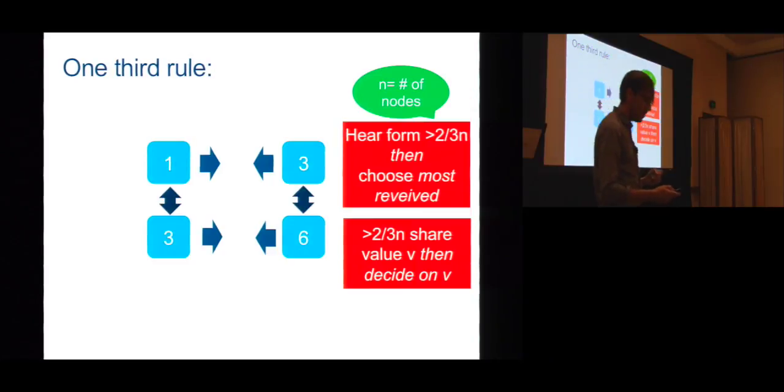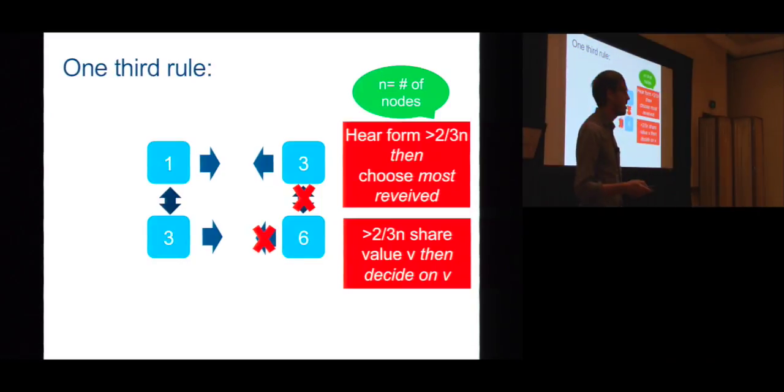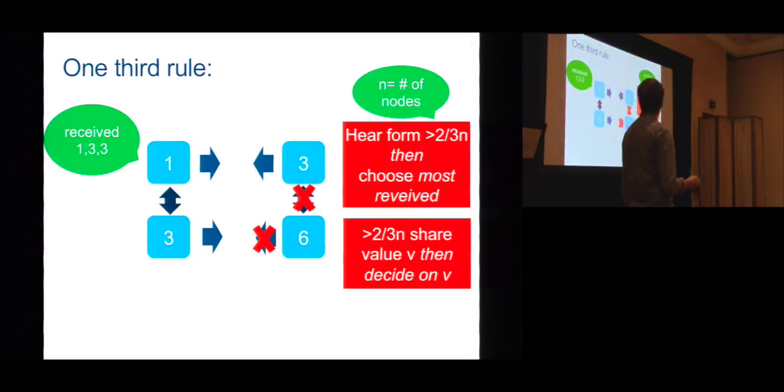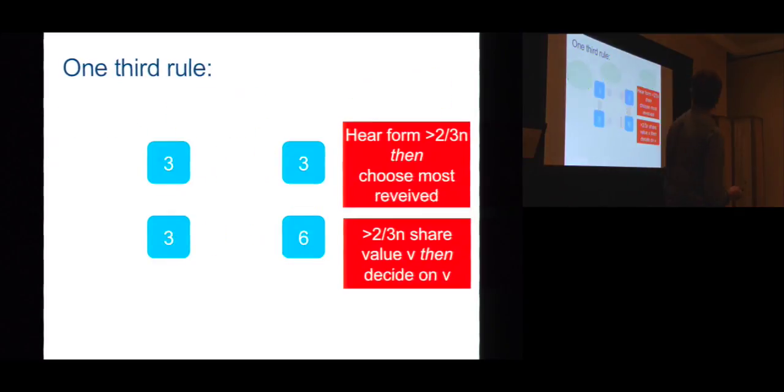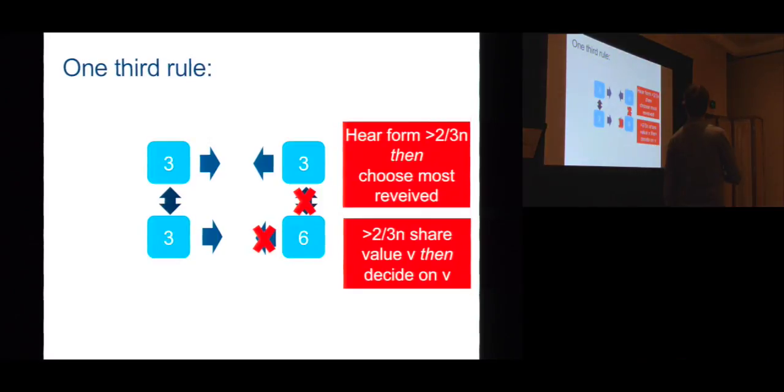Okay. So everybody broadcasts their value, but the right side is cut off from communication. Let's look at node 1. It can apply the first rule, since 3 is the most often received value, so it chooses 3. Next round, same thing, same node. And now, since all the 3 nodes share it, they can apply the second rule and decide on value 3.